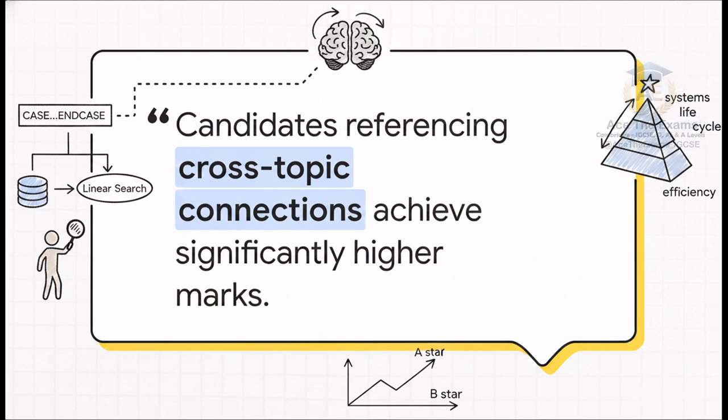For example, you could mention how using a case construct vastly improves the efficiency of a linear search algorithm. Or you could explain how it acts as an incredibly robust validation routine before raw data is actually committed to a back-end database. The examiners are desperately wanting to see that you understand how these specific pseudocode constructs fit into the much wider world of software development and systems lifecycles. This ability to zoom out and see the big picture while analyzing the specific code is the ultimate secret to moving your paper from a standard B grade straight to an A star.